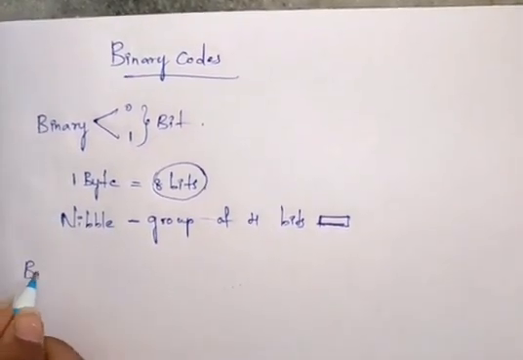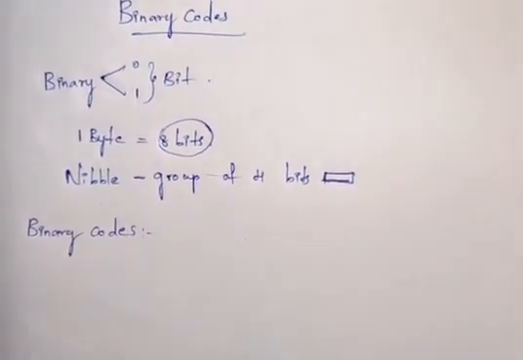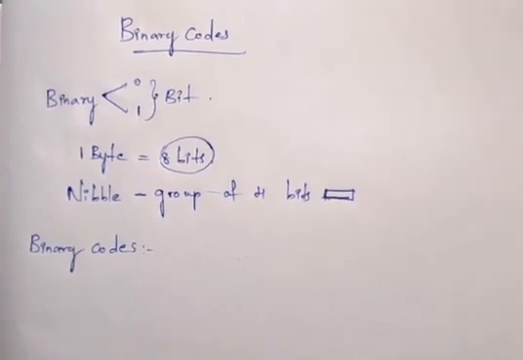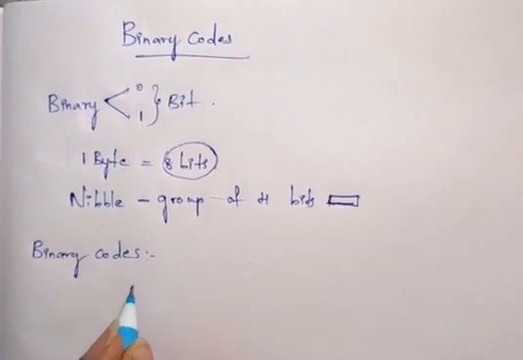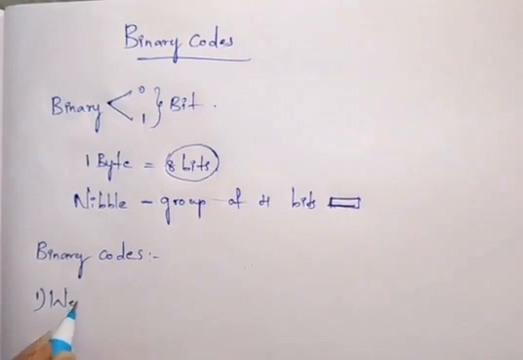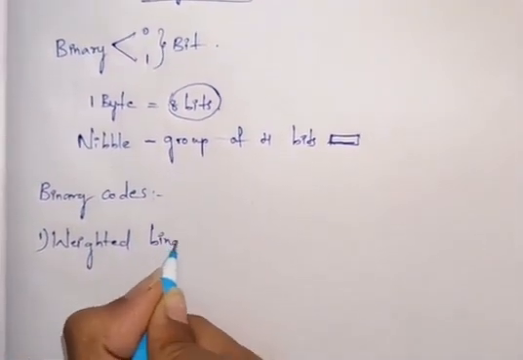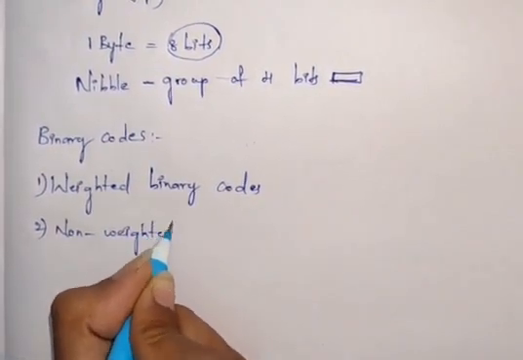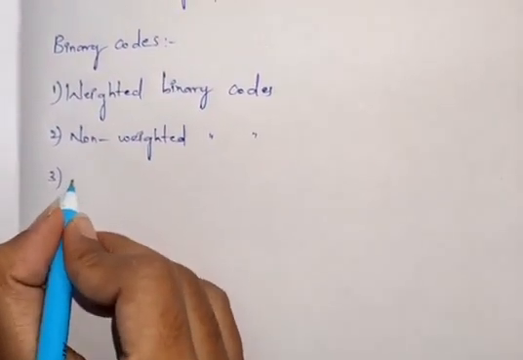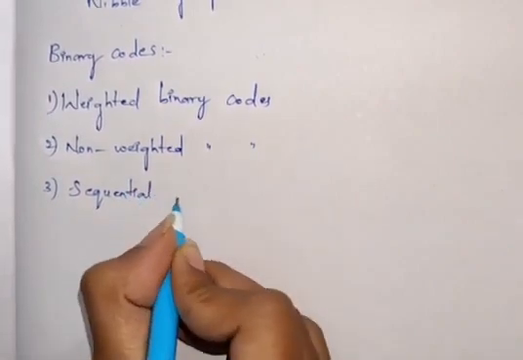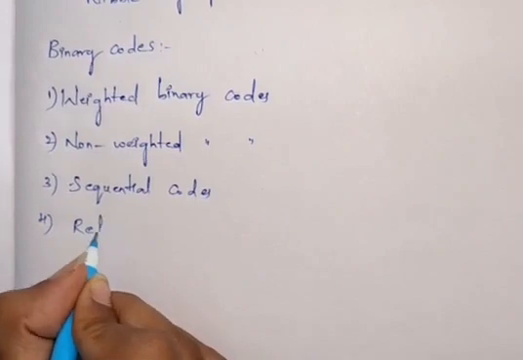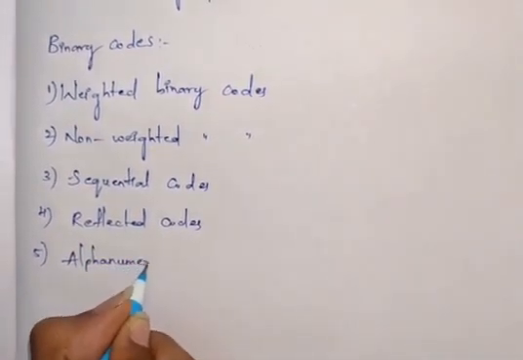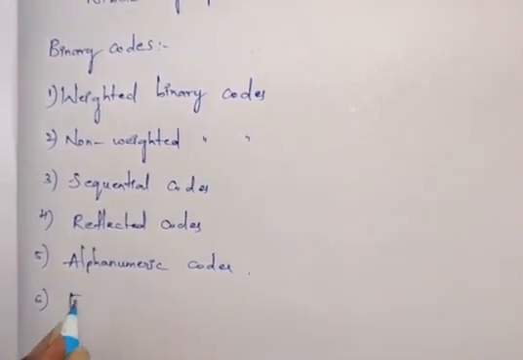Next, binary codes. Binary coding is nothing but the process of using 0 and 1 to represent numbers, letters, symbols, words, etc. Binary codes are divided into 6 types. First one, weighted binary codes. Second one, non-weighted binary codes. Third one, sequential codes. Fourth one, reflected codes. Fifth one, alphanumeric codes. Sixth one, error detecting and error correcting codes.